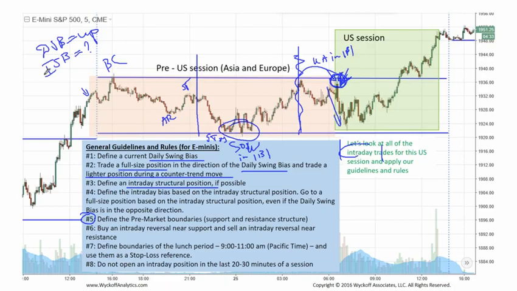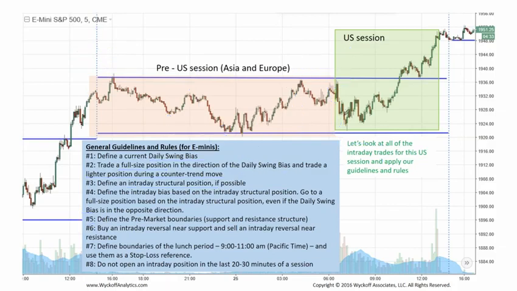So therefore, our intraday structural bias is down at this point, at the opening of the U.S. session. And we might take the trade to the downside as a full-size position instead of going somewhat lighter. So we can definitely have a trade to the downside that's going to have a full size.